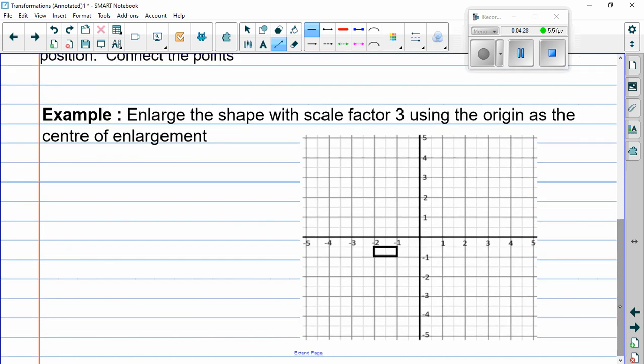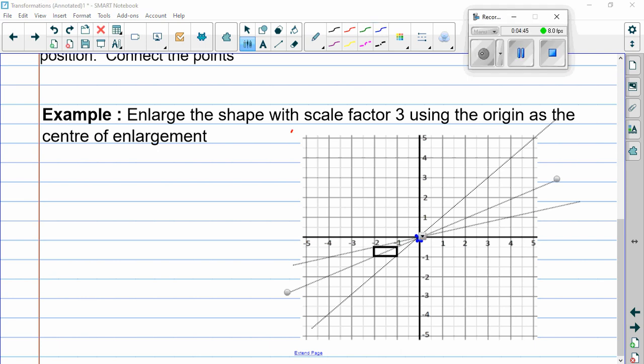So we want to enlarge the shape with a scale factor of 3 using the origin as our center of enlargement. First thing we do, mark our origin. Then we're going to draw our lines. I'm going to pause the video while I add in the lines. So we now have our lines on our page. They should look something like this. Now we are going to pick a vertex or corner.